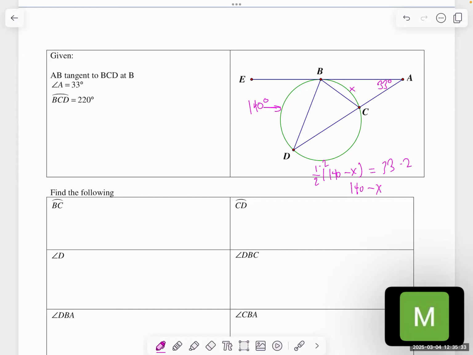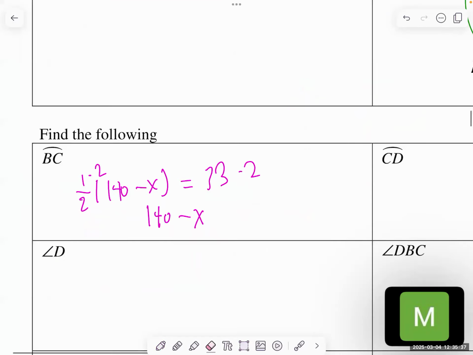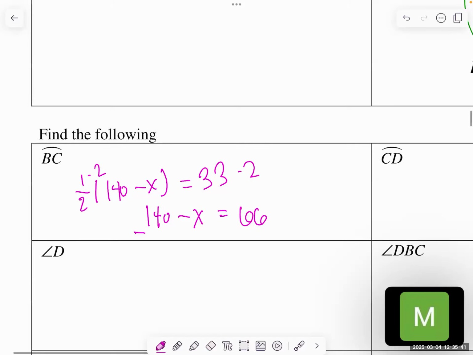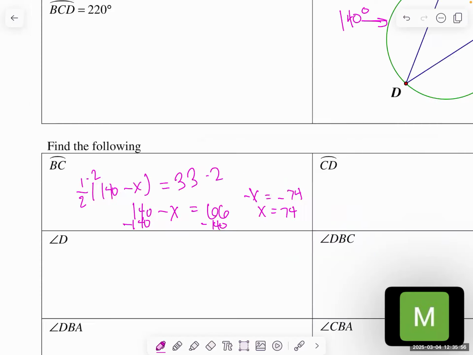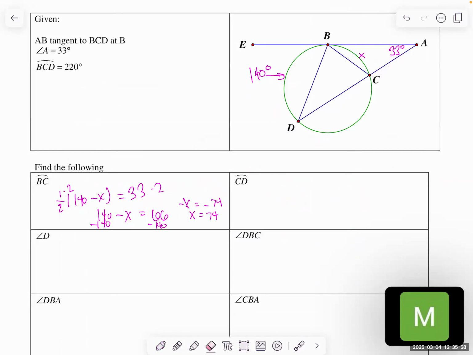I get 140 minus x, and since we're finding CB, I'm gonna move this here. You get 140 minus x equals 66, minus 140, minus 140. I get negative x equals negative 74, so x is going to be 74. Now what that tells us, if x is 74, I talked a little about this in the video the other day.